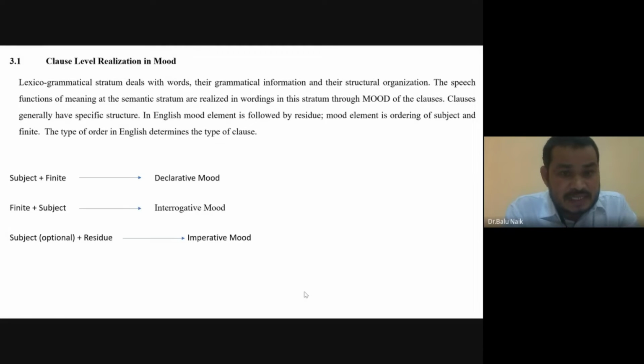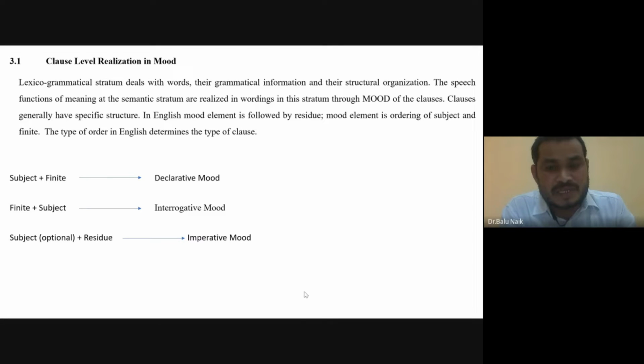Class level realization: mood. The lexicogrammatical stratum deals with words, their grammatical information and their structural organization. The speech functions of meaning at the semantic stratum are realized in wording in this stratum through the mood of the class. Classes generally have specific structure.